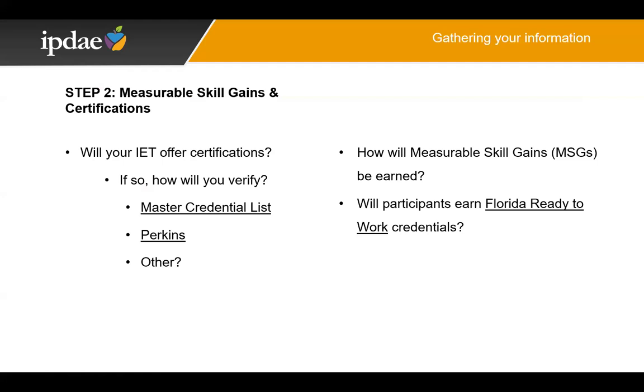Sometimes this is an easy one, like with a nursing assistant class, knowing that your students will take the CNA test at the end. And then other times it's not so easy. For example, my team is struggling right now with finding the right certification for our intro to manufacturing class. But if you know you're going to be offering a certification, be ready to know where this is coming from. So for example, can it be found on the master credential list or the Perkins list? Or does it come from somewhere else, which is going to be called other on the IET request application?